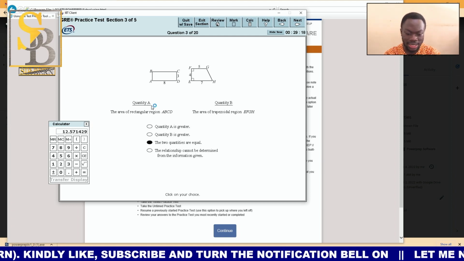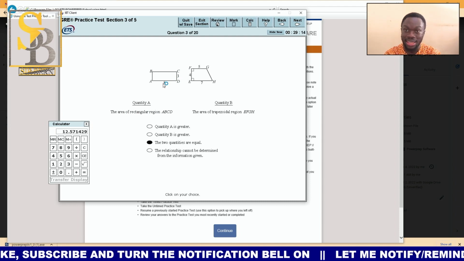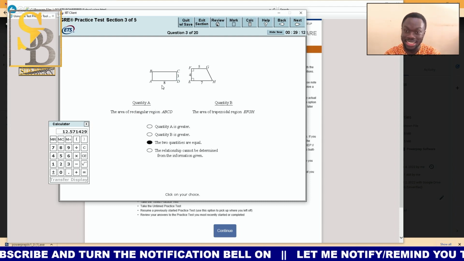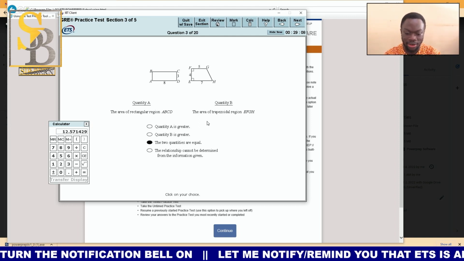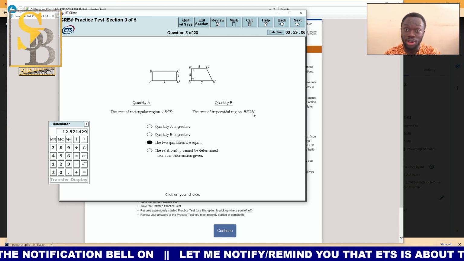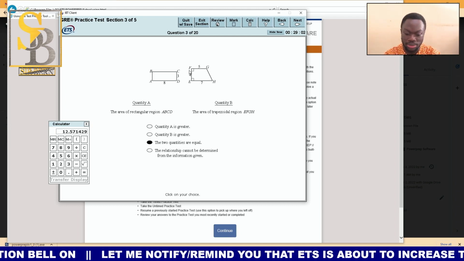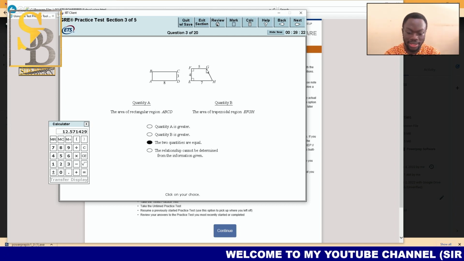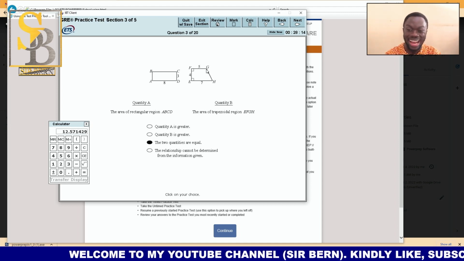They are saying that the area of a rectangular region ABCD, the area of a rectangle, length times breadth, 3 times 8, is 24. Then here, the area of a trapezoidal region. Maybe we don't know the formula for the area of a trapezoid. So what you can do is divide it into the 2 shapes that you can see, a rectangle and a triangle. Rectangle is length times breadth, triangle is half base times height. Then you add the 2.